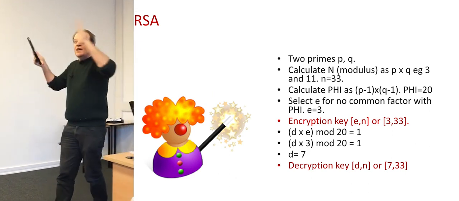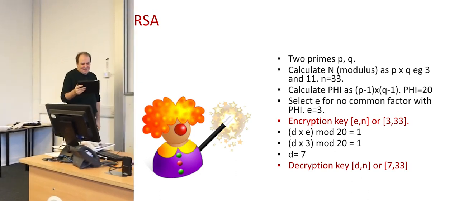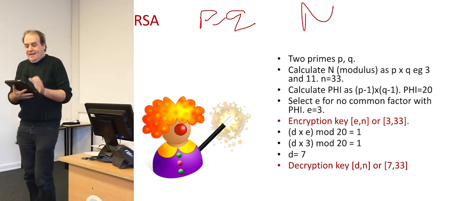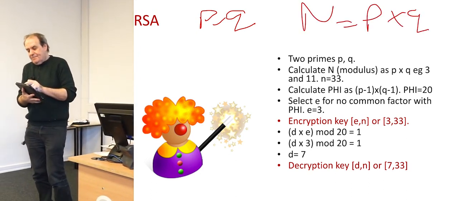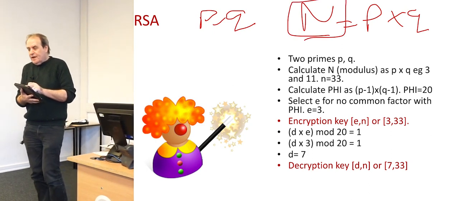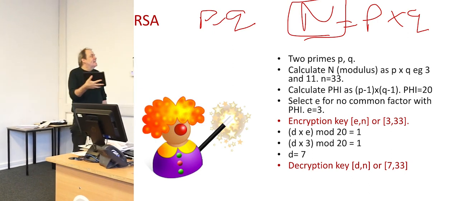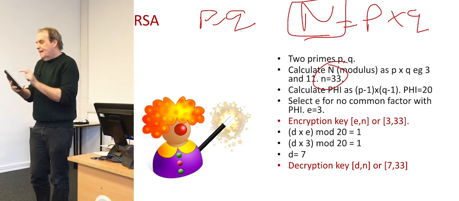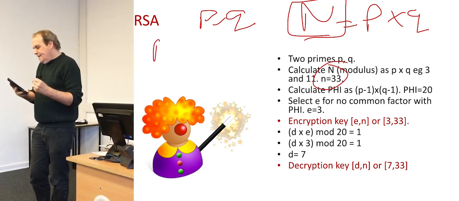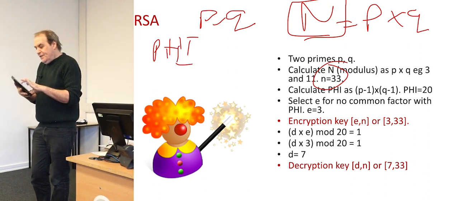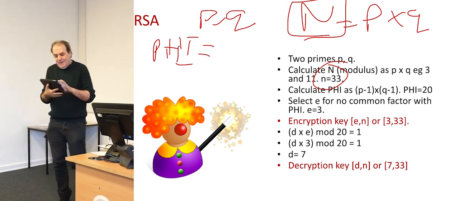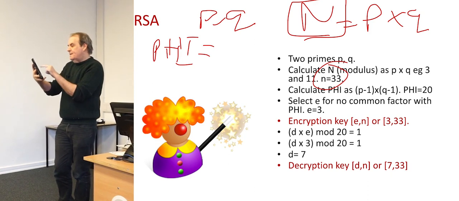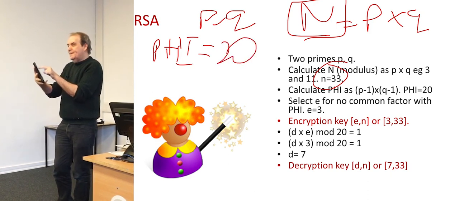But the numbers we normally use are ginormous numbers. So we take two prime numbers, P and Q. We then multiply them together to get P times Q. That gives us our value of N. So let's say we take, in this case, 3 and 11, they're two prime numbers, and we get an N value of 33. We then calculate, if you're interested, I can show you why this all works, a phi value, which is P minus 1 times Q minus 1. And in this case, that will be 10 times 2, which is 20.